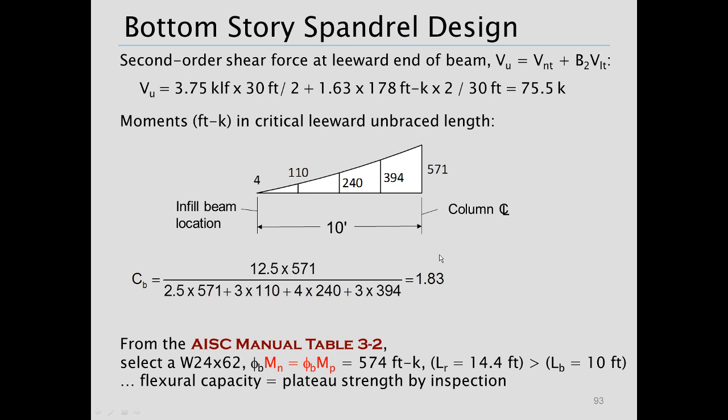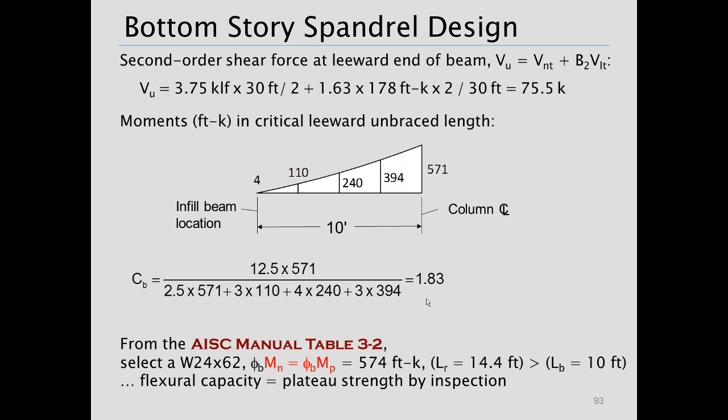I can get a C sub B factor from equation F1-1 in chapter F of the specification of 1.83, and then can go to table 3-2, and we can size our W24 by 62 beam.